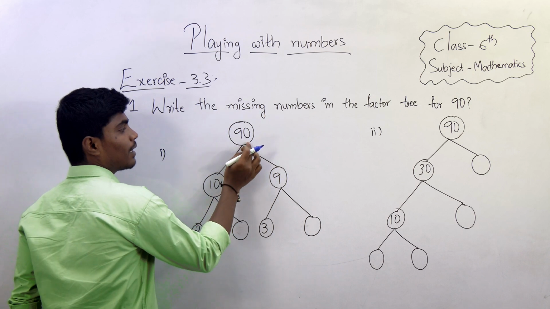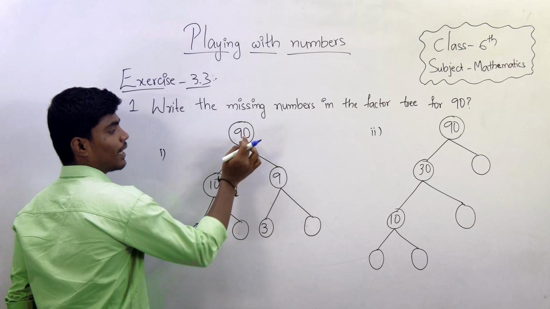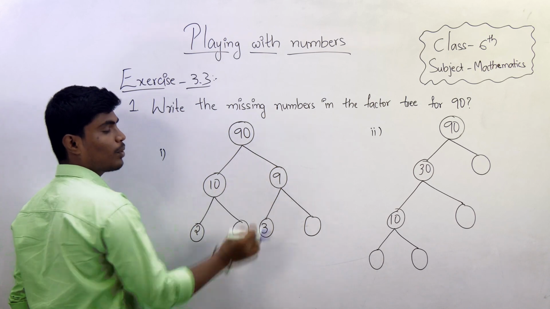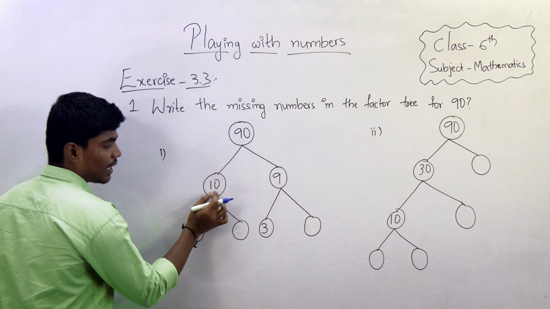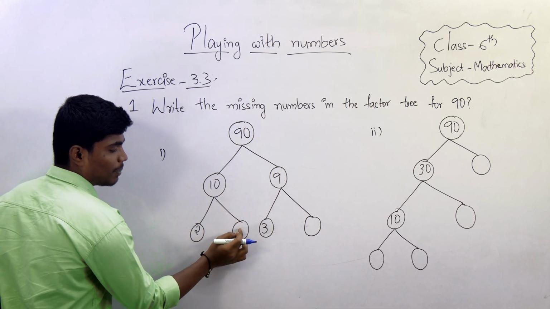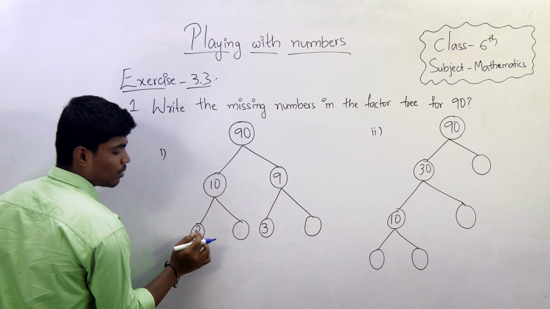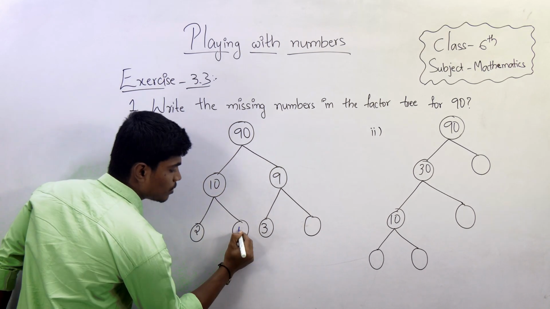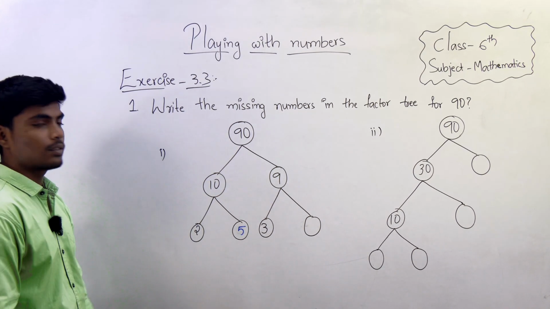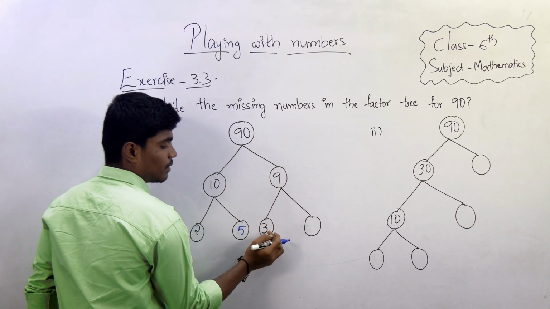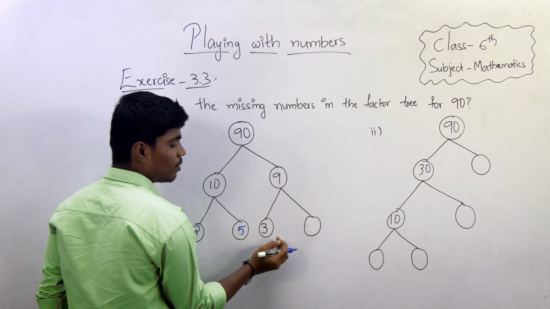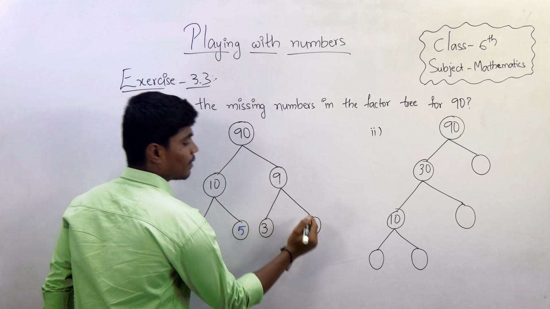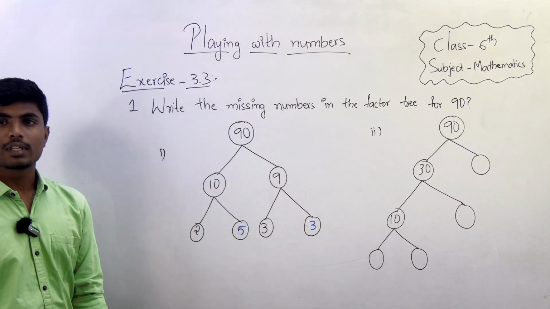Okay, here 90: 10 nines are 90. Here 10 and 9 both are composite numbers, so it is continued. For 10, we have to multiply with a number to get 10. So 2 fives are 10. For 9, we have to multiply with another number which results in 9. So 3 threes are 9.